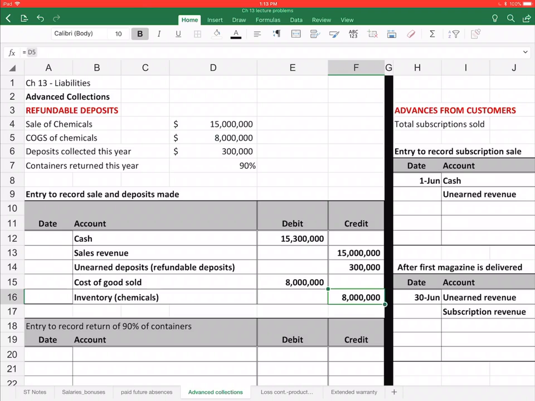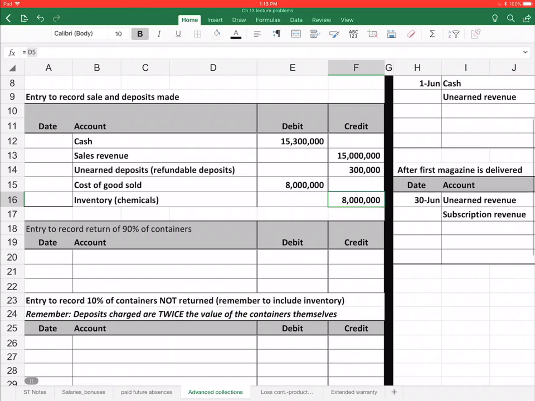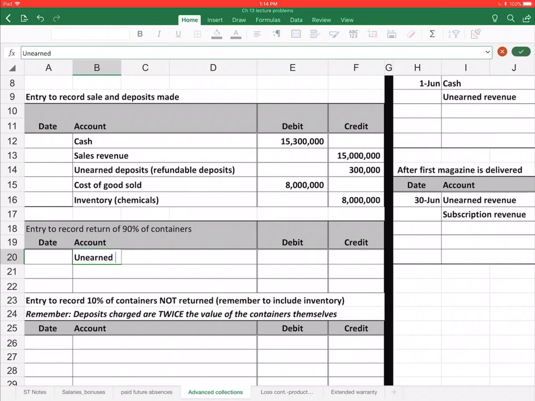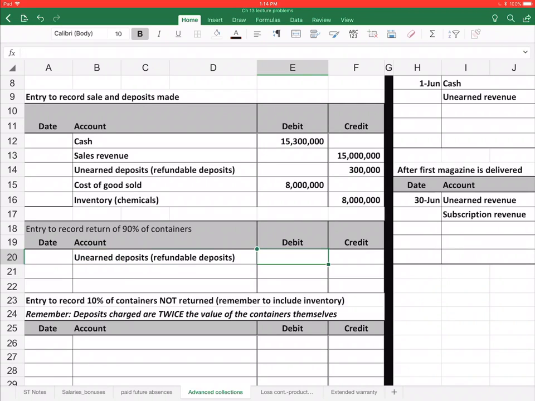Okay, so once we've accounted for all of the sales and the deposits that we received, now we can turn our attention to the fact that over the accounting period, we're going to assume that 90% of those containers were actually returned to us, and so we had to give those customers their deposit back. So the way that we're going to account for this is to decrease the unearned deposits or refundable deposits account by 90% of the total.